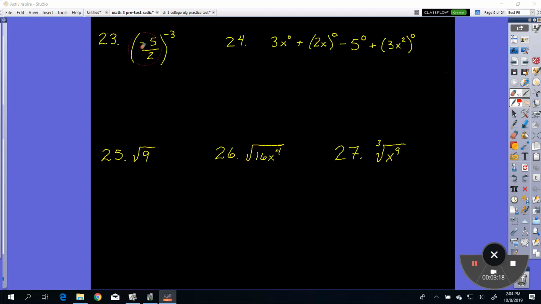All right, so on 23, the negative exponent flips it all upside down, so it's 2 over negative 5, all of it's cubed. So 2 times 2 is 4. So 4 times 2 makes 8, so the top is 8. And we just did negative 5 cubed earlier, it's negative 125.